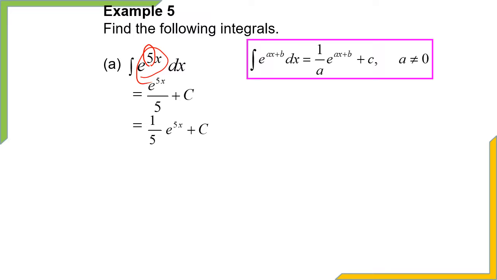We also can take out the coefficient 1 over 5. The same thing, both are the same thing. Okay, so for question B.